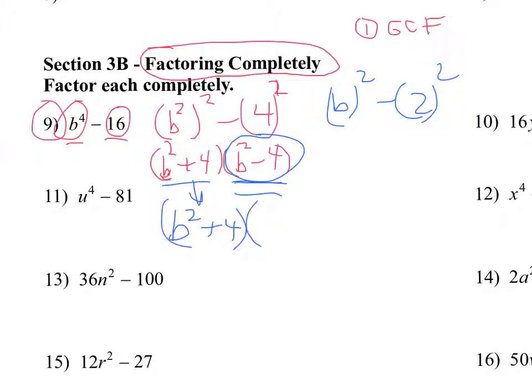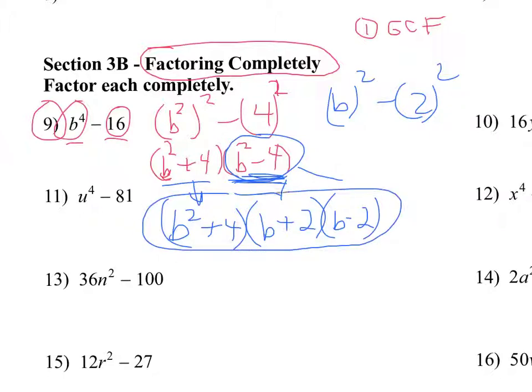But now this binomial is a difference of two squares. It factors into two binomials just like you did earlier. We squared b to get b squared, so that goes in the first spot in each. We squared 2 to get the 4, and then one's a plus and one's a minus. So the whole factored answer, again, you had to carry down your b squared plus 4, is this right here, and that's as far as you can go.